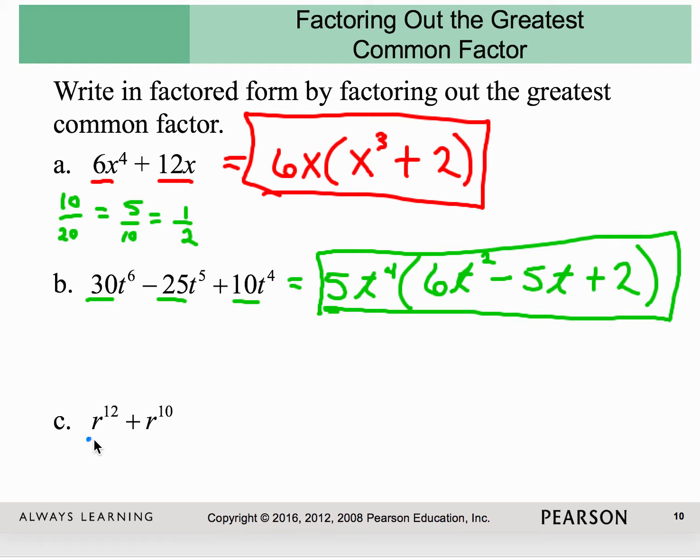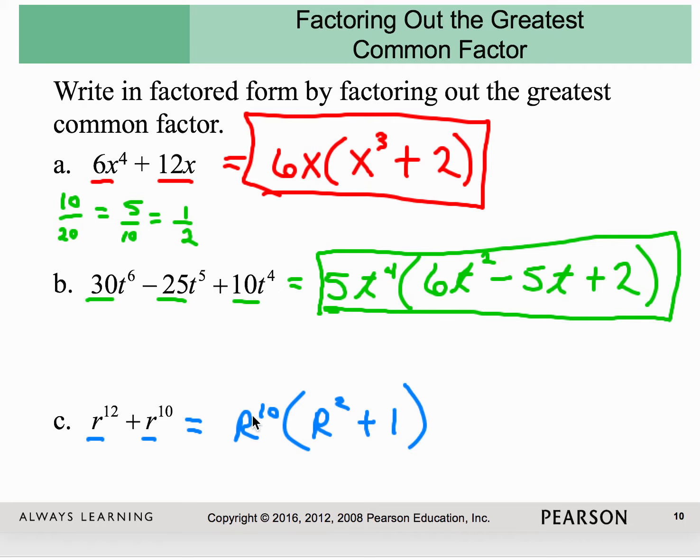Okay, 2 terms here. I don't have any constants or coefficients, I guess I should say numerals or coefficients. So only the variables. The smallest exponent is r to the 10th. So if I pull an r to the 10th out of this r to the 12th, it's going to leave an r squared. And if I pull this r to the 10th out front, it doesn't leave a 0, it leaves a 1.